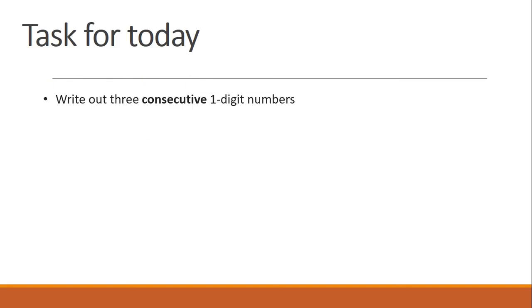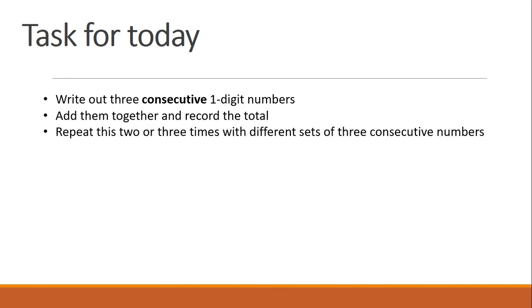For today's task, what I want you to do is, first of all, write down 3 consecutive one-digit numbers. We're going to just stay below the 10 barrier for now. Once you've done that, I want you to add them together and record your total. We're going to be doing quite a bit of noticing today, so I'd like you to repeat this 2 or 3 times, so you've got a total of 3 or 4 different sets of consecutive numbers.